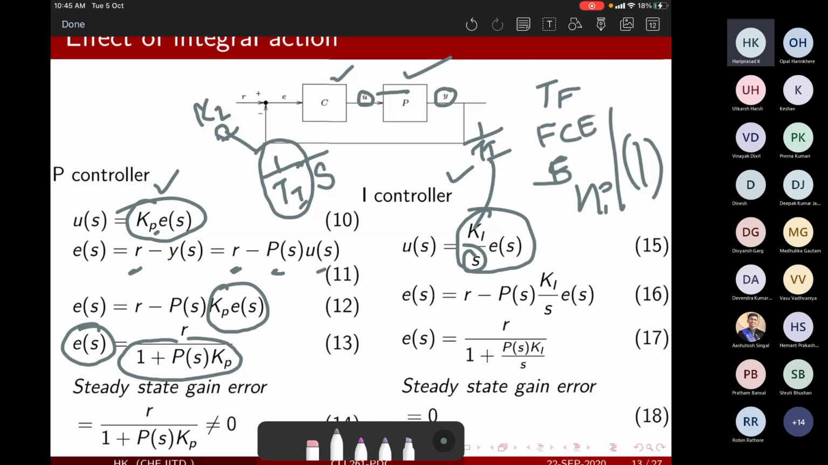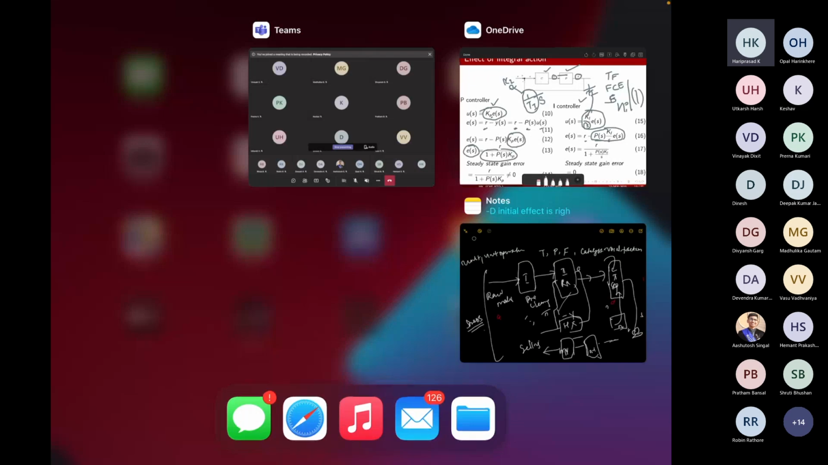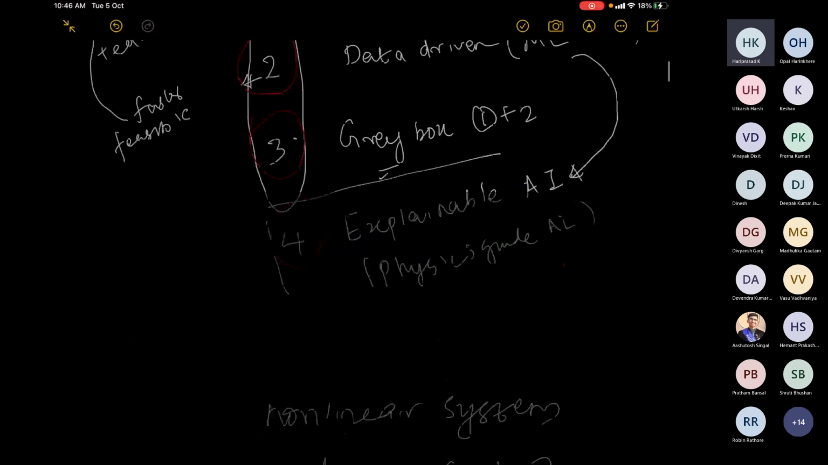Let's do the same exercise for the I controller. So it would be R minus P of S times the controller, which is Ki by S because it is integral, times E of S. Now again, let's try to isolate the error because we would like to see what is happening to the error.